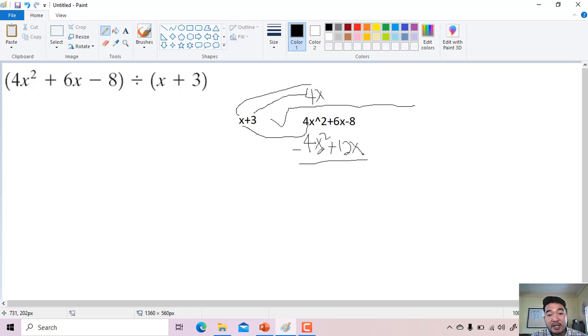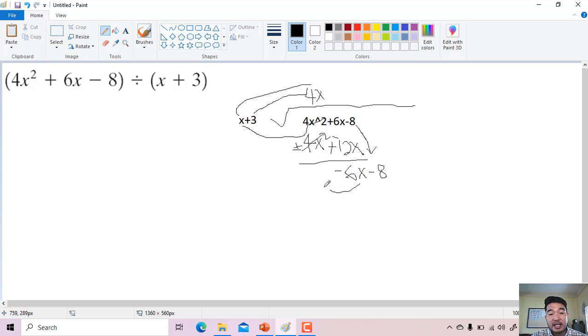So 4x squared minus 4x squared is equal to 0. Wala na yun. We cancel it out. And then 6x minus 12x is equal to negative 6x. Correct? So that's negative 6x. Ba't siya naging negative? Kasi magiging negative itong 12x, and then we proceed to addition here. So the answer is negative 6x, and then we bring down negative 8. So you will have negative 6x minus 8.